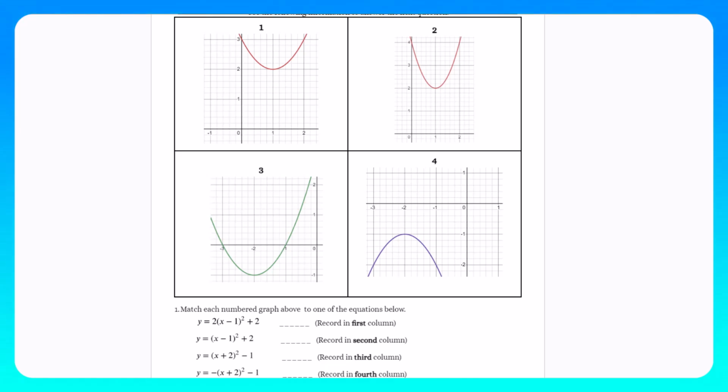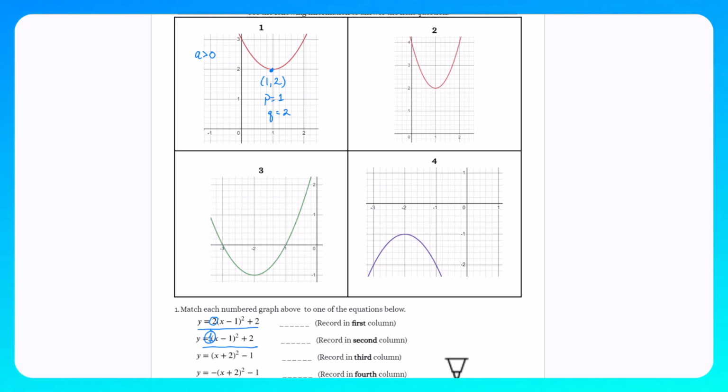Well, let's look at this. In this case here, it's opening up. We know A is greater than 0 because it opens up. We also know the vertex is (1, 2), which means P equals 1, Q equals 2. Looking at that, we might think it could be this one or this one, because this one has a P of 1 and 2. But notice that one of these has a 2, and this one, we don't write it in, but it has a 1.